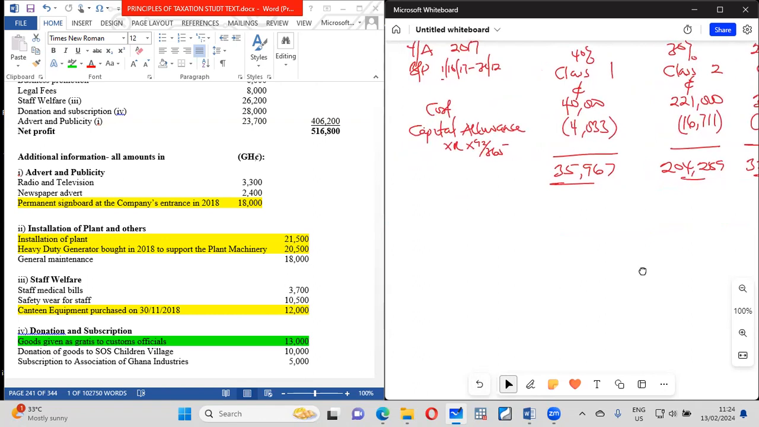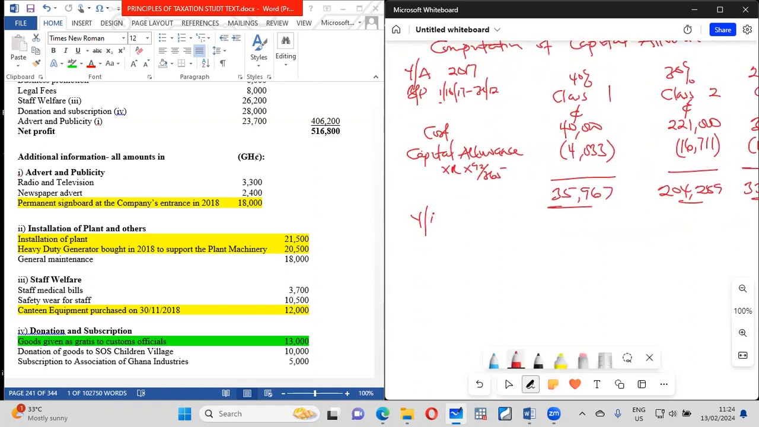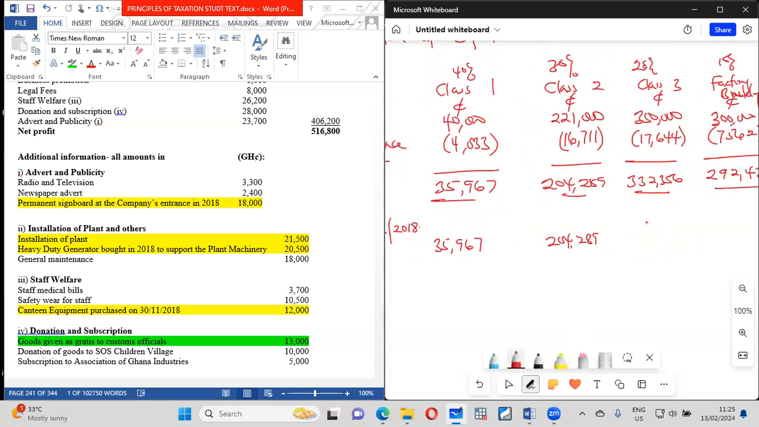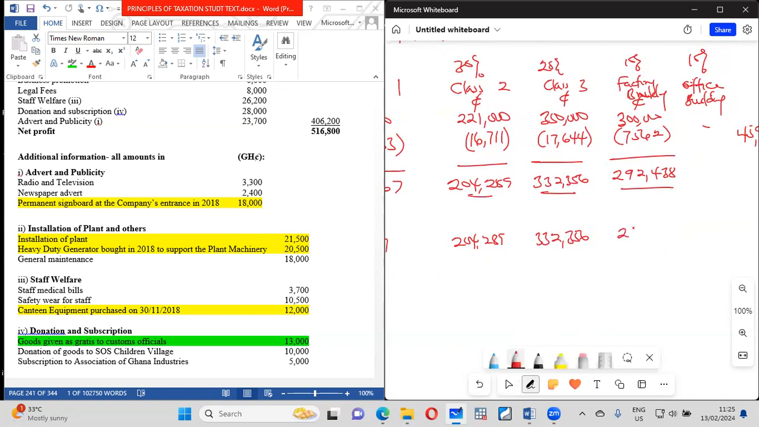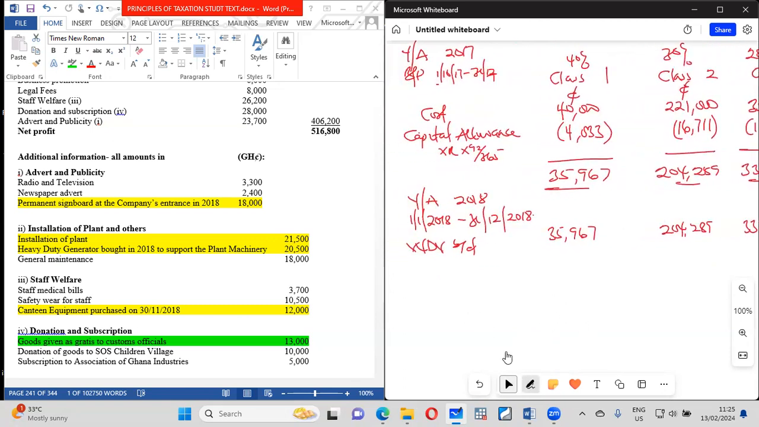Then we come to year of assessment 2018, and over here it will serve a full year, because the basis period will run from 01 01 2018 to 31 12 2018. So I'll start with my WDV brought down. Of course, this is it: 35,967, 204,289, 332,356, 292,438. Then the additions that were done in the year. So additions.